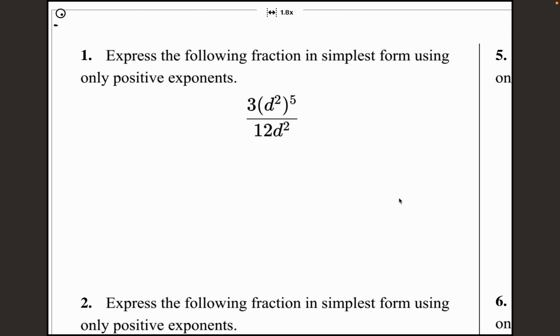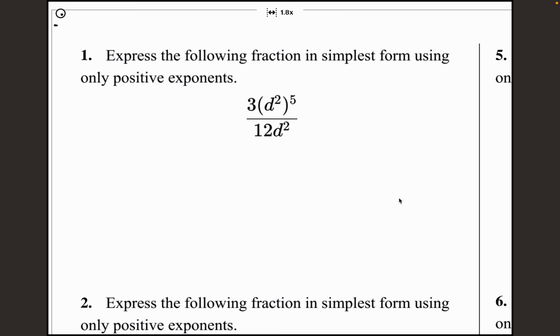What we're going to be talking about today is exponential power. So it's going to look very similar to what we did last class, but this is just going to kind of mix everything together. So if I look at this first example right here, I have: express the following fraction in simplest form using only positive exponents.